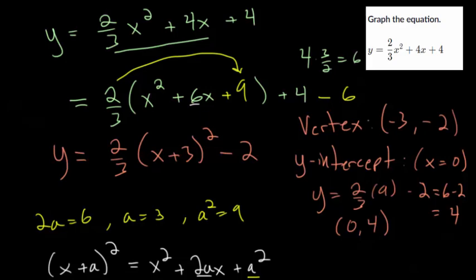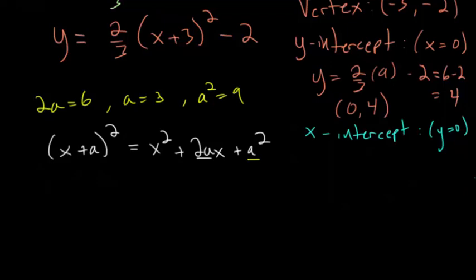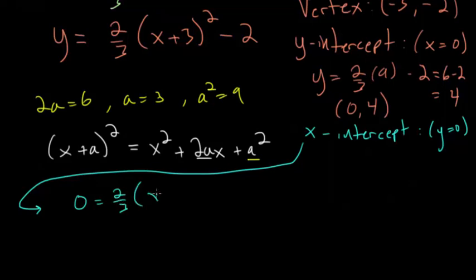And we could also find the x-intercept. So for the x-intercept, that's when y is equal to 0. And so we're going to set this equation equal to 0 and then try and solve it. So let me make a little bit more room for that. We'll work this over here. So we have that 0 is 2/3 x plus 3 squared minus 2. So we'll add the 2 to the other side. We've got 2/3 x plus 3 squared.